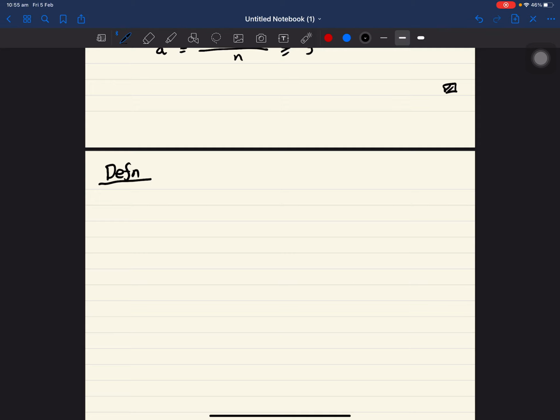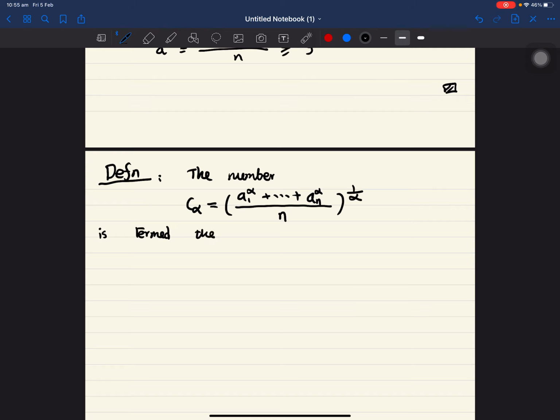So, definition: the number C alpha, equal to a1 to the alpha plus all the way to an to the alpha, divided by n, all in the power of 1 over alpha, is termed the mean power of the numbers a1 to an of order alpha. And then next is the corollary.